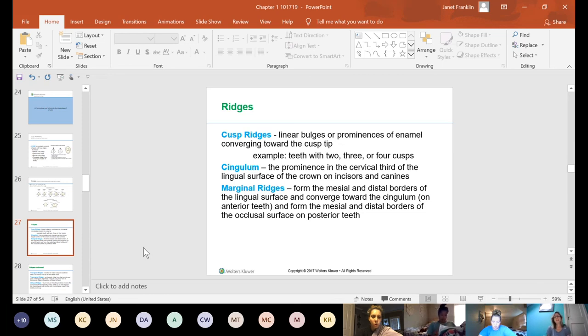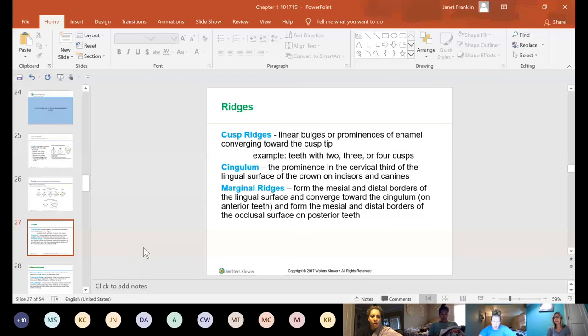And then you have something called a cingulum. If you take your tongue and you touch the backs of your upper front teeth, start from the incisal edge and slide your tongue up to the gingiva, you can feel how it bulges out right before the gingiva.